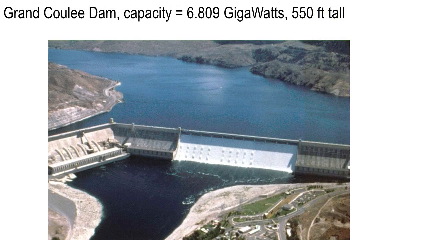And this is the biggest dam in the United States, Grand Coulee. It's 550 feet tall. It puts out 6.809 gigawatts of power when it's completely open.